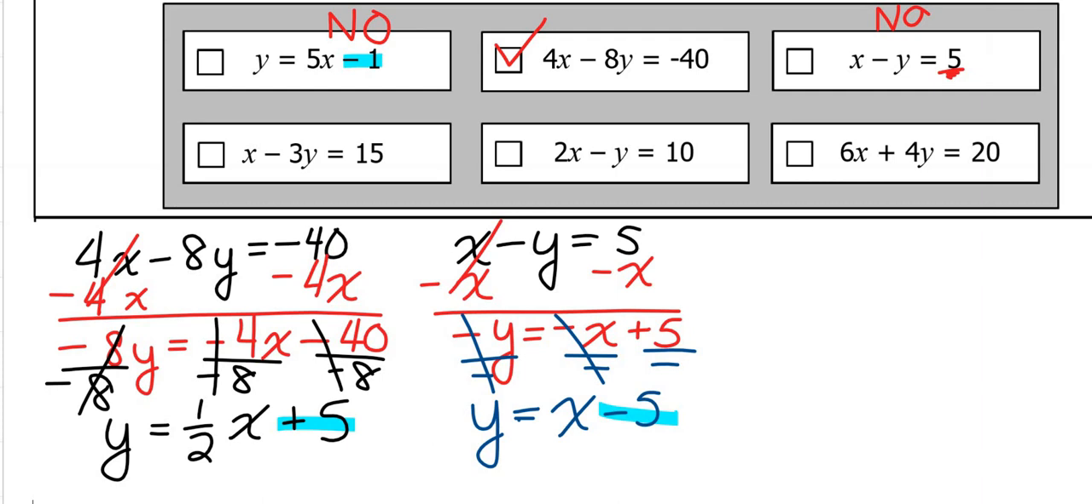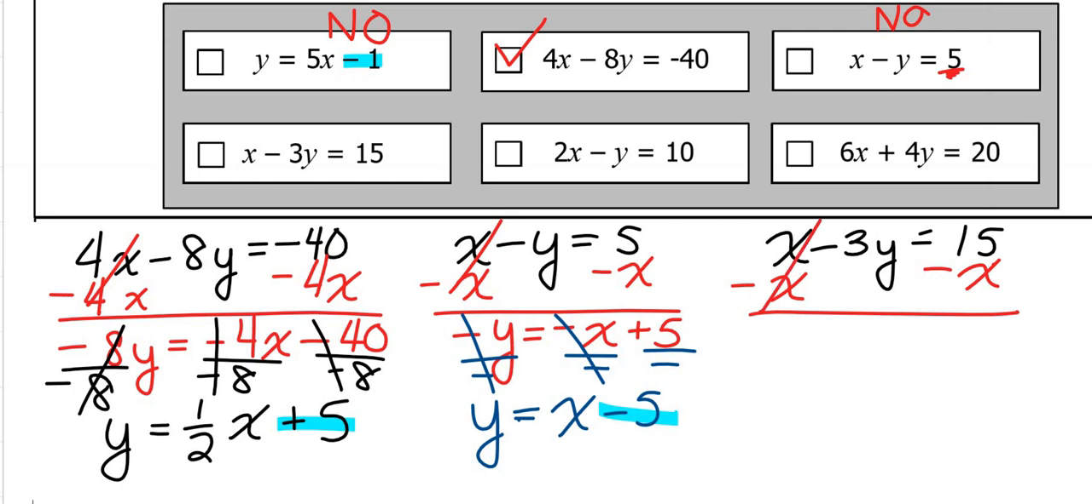Okay, we're on the second row. Let's take a look at x minus 3y equals 15. X minus 3y equals 15. Subtract x from both sides. Now we have negative 3y equals negative x plus 15. Now, we're going to divide everything by negative 3 in order to get y by itself.